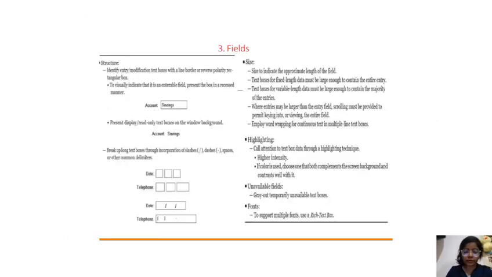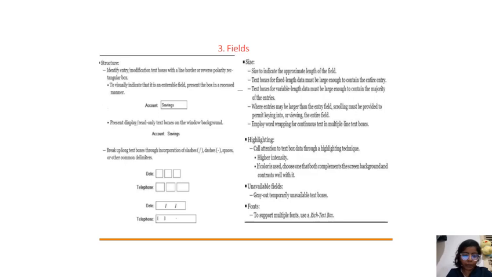When it comes to structure, identify the entry and modifiable text boxes with a line border and reverse polarity in rectangular boxes, and the visual indicates that it is an enterable field and presents the box in a reversed manner. Present display or read-only text boxes on the window background. Break up long text boxes through separators, such as slash and space and other common delimiters.